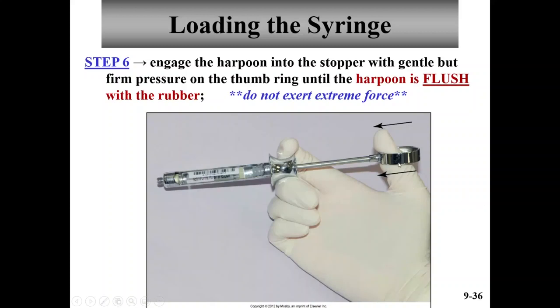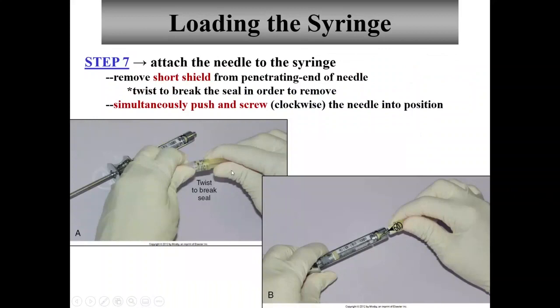Okay? If you really bear down and crank down on that thumb ring, keep in mind this is glass, and you can break that glass carpule, so you don't want to use extreme force. You're then going to take the clear plastic end off the needle. You twist that to break the seal, and you push and twist clockwise to engage the needle into the syringe. It will penetrate the cap of the carpule and will then attach to the needle adapter.